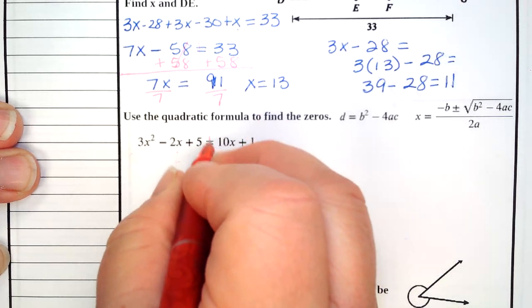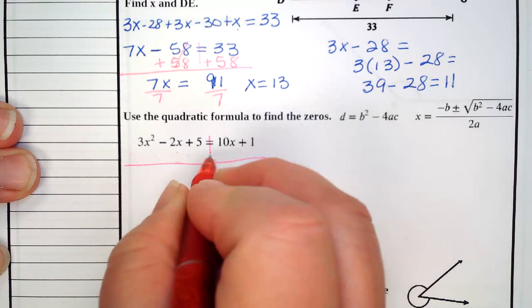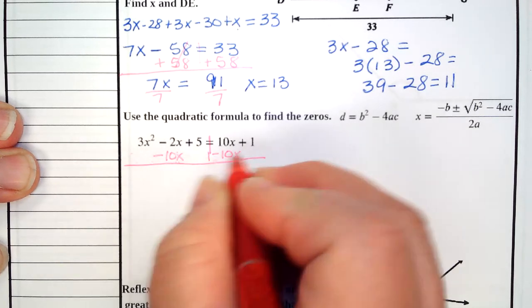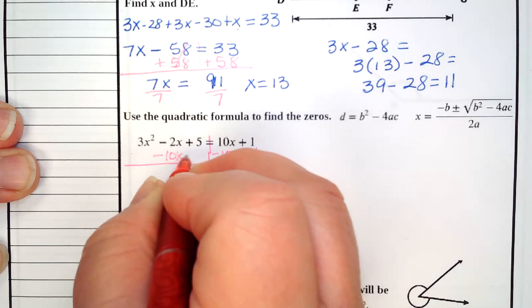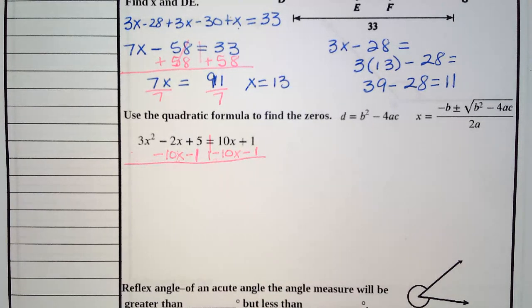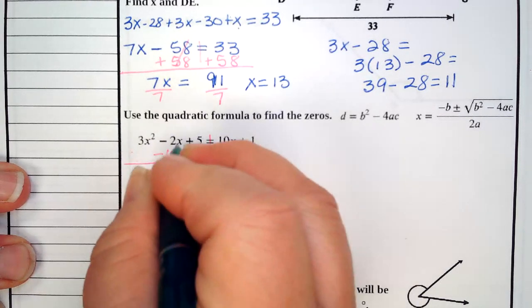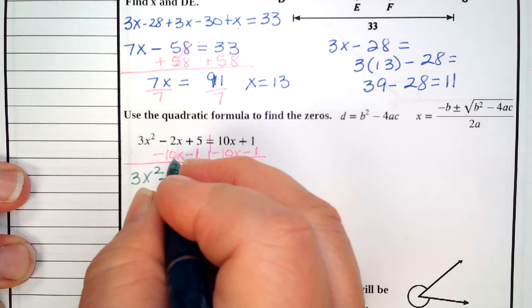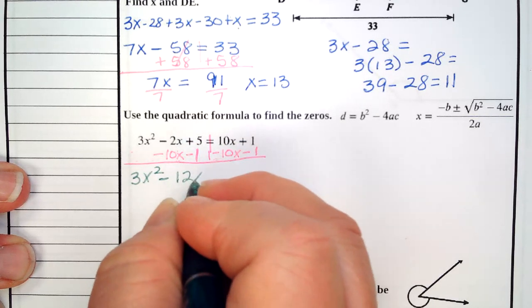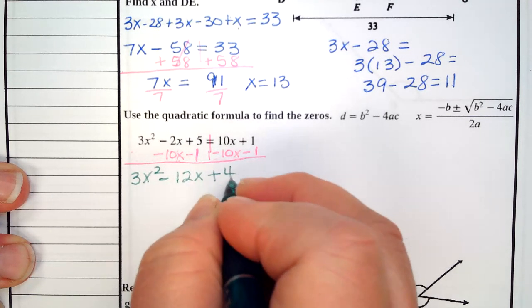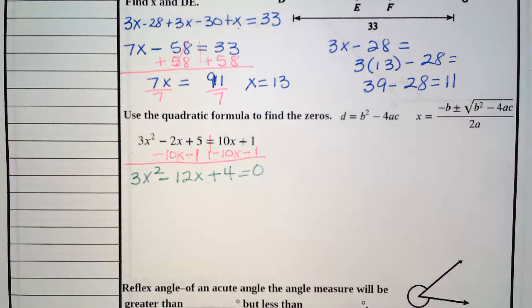So as I'm looking at this, I'm going to subtract 10x, and I'm going to subtract 1. 3x squared minus negative 2x minus 10 more is negative 12x. 5 minus 1 is 4. 3x squared minus 12x plus 4 is equal to 0.